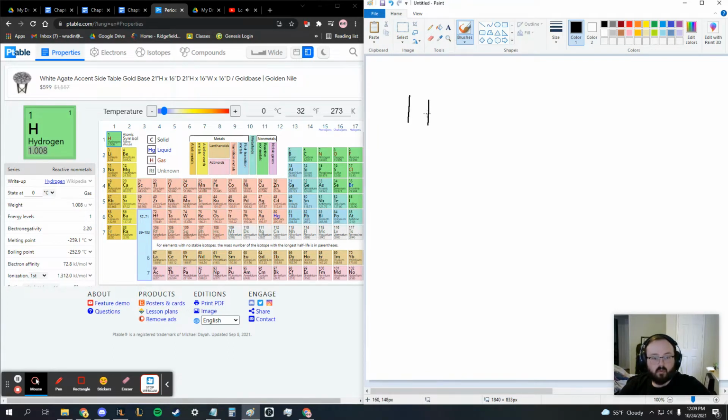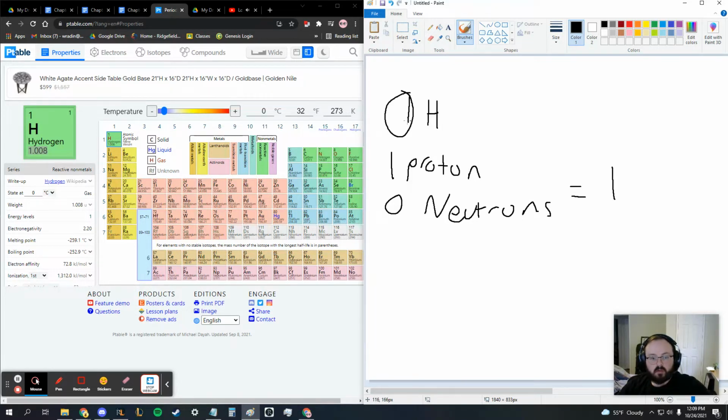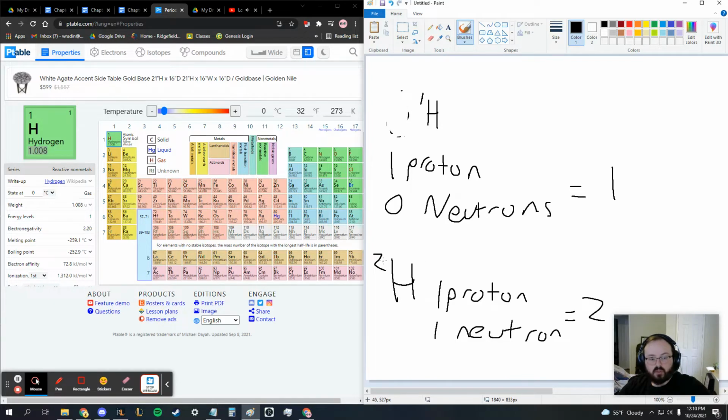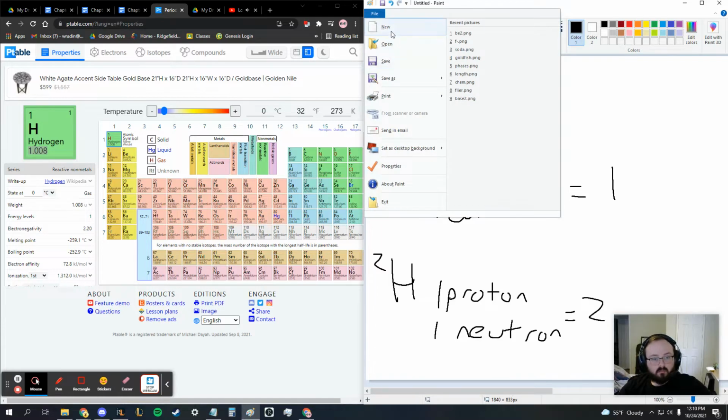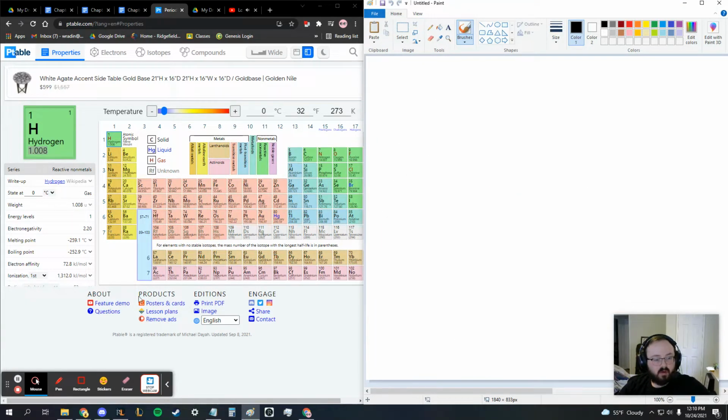If hydrogen always has 1 proton, so that's 1 proton, and there are 0 neutrons, your mass equals just 1. If you have 2 hydrogen, I should have drawn it like this. I'm going to actually erase this. 1 hydrogen. If you have 2 hydrogen, you have 1 proton and 1 neutron. Gives you a mass of 1 plus 1 is 2. So the only thing that changes is the amount of neutrons. Reset my canvas there. Actually, I probably could have used this stuff here. It's alright. Back to here.